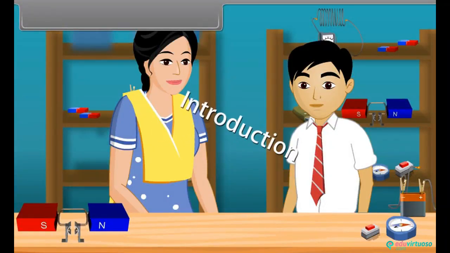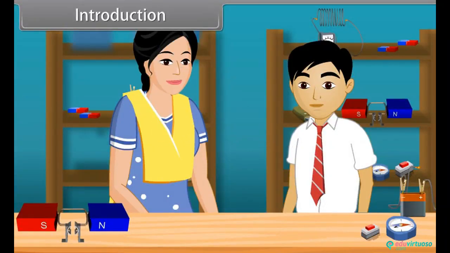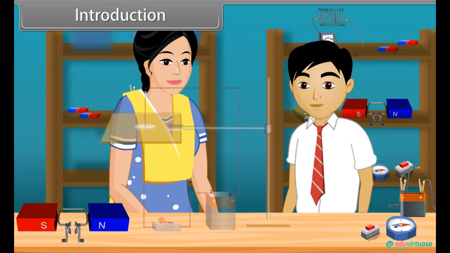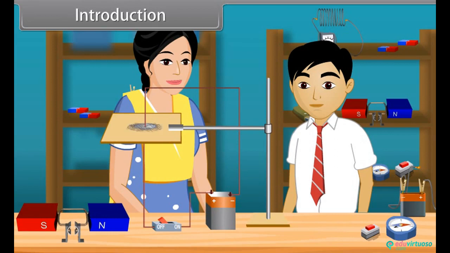Introduction. Today, our physics teacher is going to perform an experiment in the physics lab. She starts the experiment in front of the students. She took a cardboard having a hole at the center. She made an electric circuit and passed the wire through that hole. Then, she sprinkles the iron dust on the cardboard uniformly. After setting up the arrangement, she switches on the circuit.